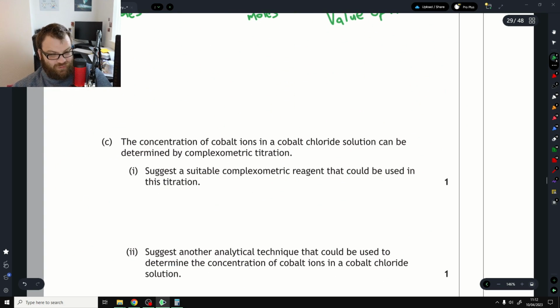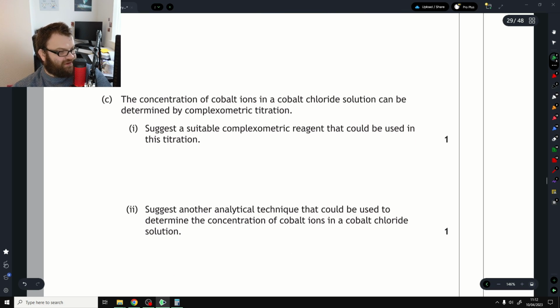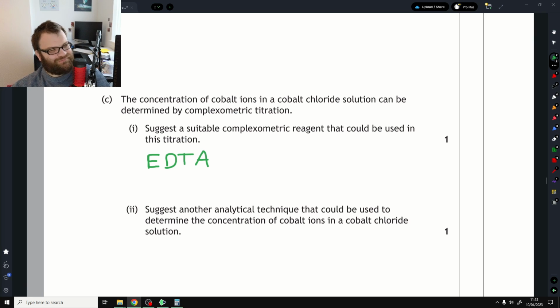Next up, we're talking about a complexometric determination of, in this case, cobalt. A complexometric reagent that we need to be aware of is something called EDTA. The idea is it will bind on to our cobalt, and using a particular indicator, something like a murexide indicator, it changes colour when they are joined or not joined. Ethylenediaminetetraacetic acid is its full name, more commonly and more easily known as EDTA.